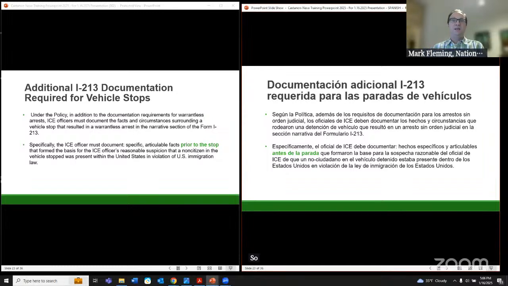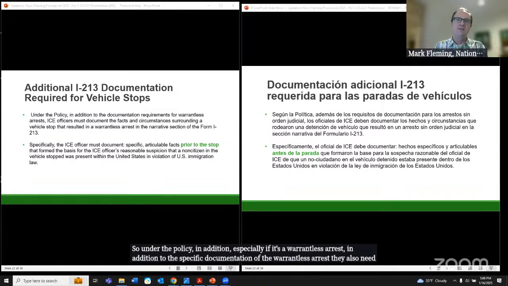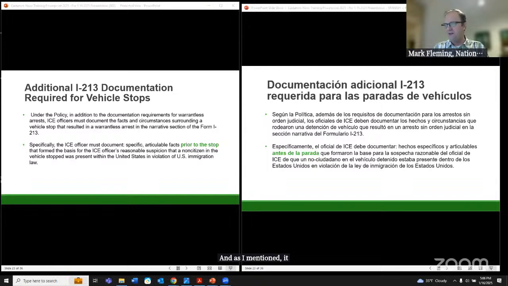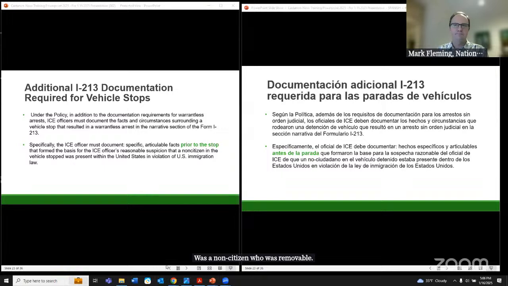So under the policy, especially if it's a warrantless arrest, in addition to the specific documentation of the warrantless arrest, they also need to document the reasonable suspicion for the vehicle stop in the first place. And as I mentioned, it needs to be specific, articulable facts as to why they thought, prior to the stop. So not something that they can backfill once the stop has occurred, but factors that prior to the stop form the basis of their reasonable suspicion that somebody in the vehicle was a non-citizen who was removable. Next slide.